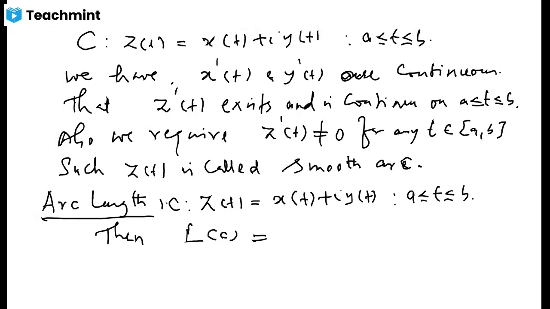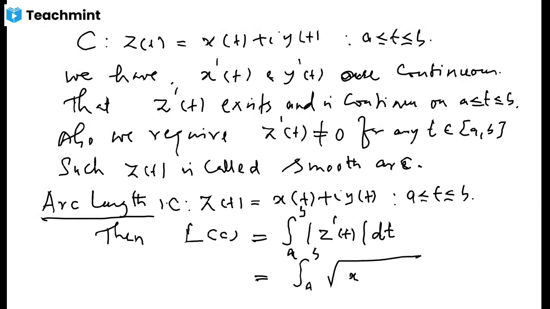How you're going to calculate it is being calculated as the integral from a to b of modulus of z'(t) dt. This is a formula to calculate the arc length of any arc. If you write it in an expanded form, it is the integral of the square root of x'(t) squared plus y'(t) squared dt.